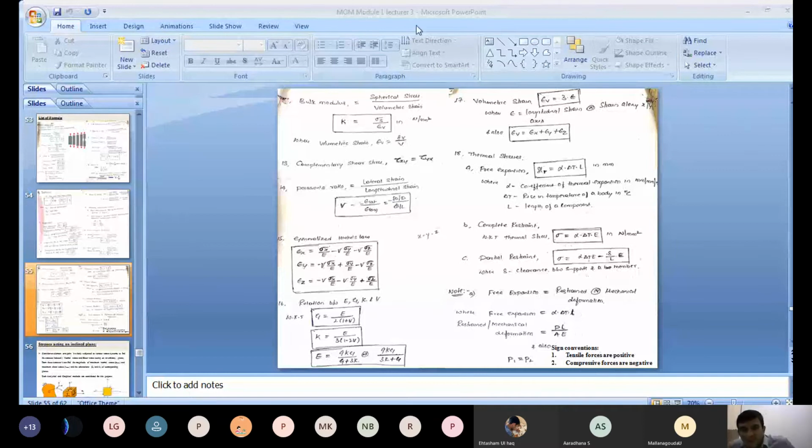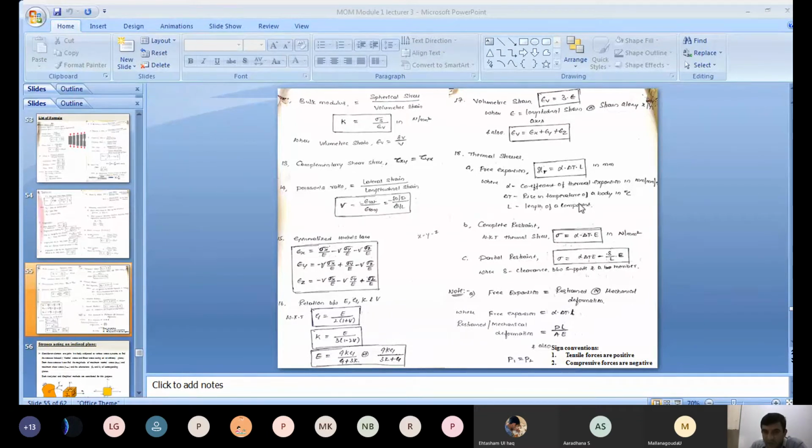Then lastly we discussed thermal stresses due to rise or fall in temperature of a constrained body. Thermal stresses are developed. Here three cases are there. One is free expansion. What is the deformation induced due to rise or fall in temperature of the body? Delta L is equal to alpha into delta T into L, where alpha is the coefficient of thermal expansion, delta T is the rise in temperature, that is T2 minus T1, and L is the length of the member. Next, if the body is completely constrained or restrained, thermal stresses are developed: sigma is equal to alpha into delta T into E in Newton per mm square.